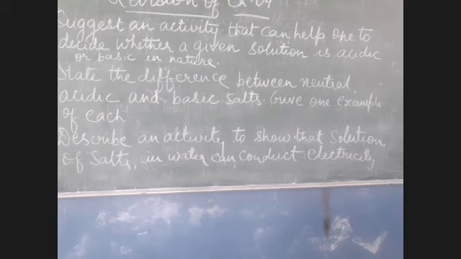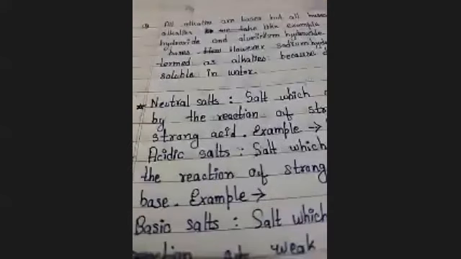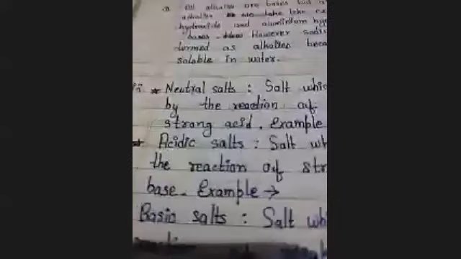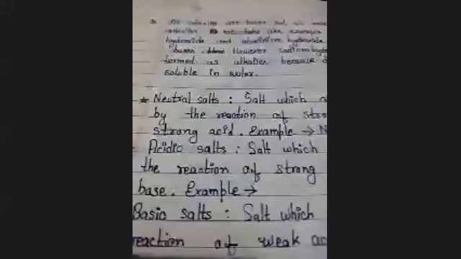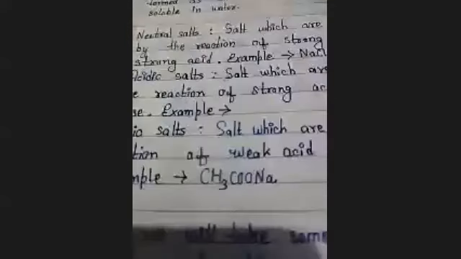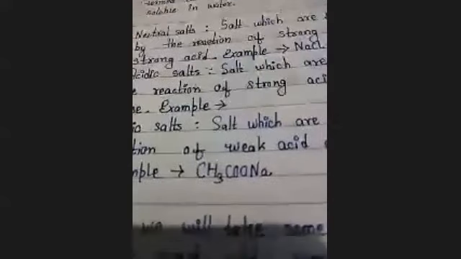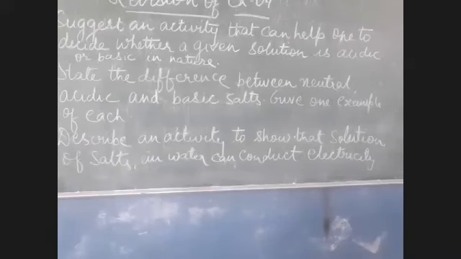First, neutral salts: salts which are formed by the reaction of a strong base and a strong acid. Example, NaCl. Acidic salts: salts which are formed by the reaction of a strong acid and a weak base. Basic salts: salts which are formed by the reaction of a weak acid and a strong base. Example, CH3COONa. Okay, very good.